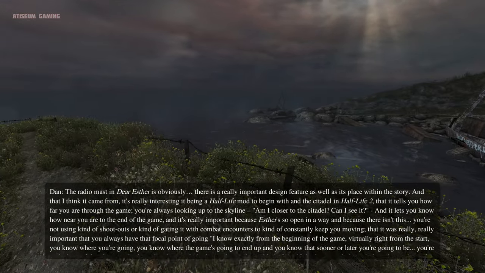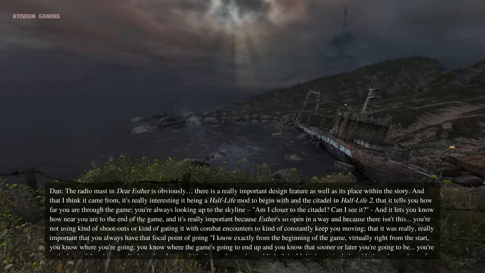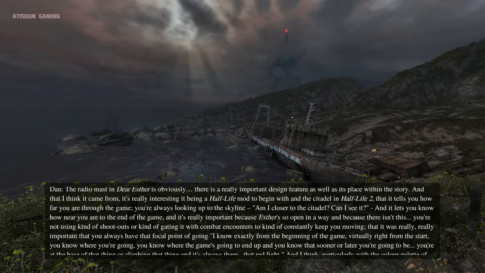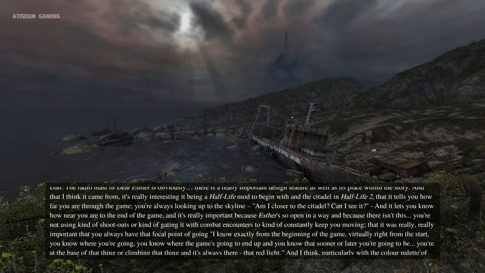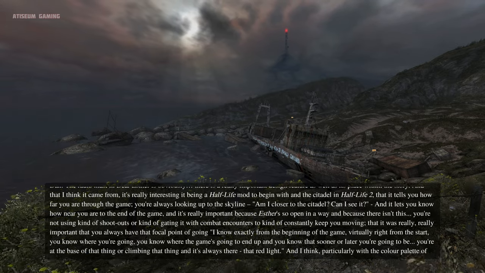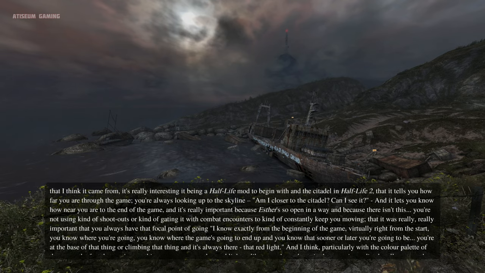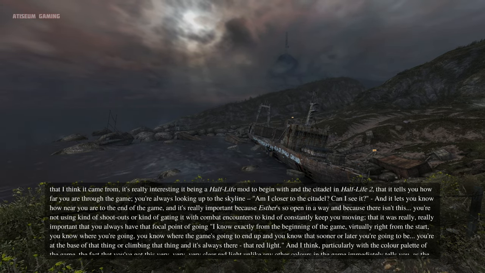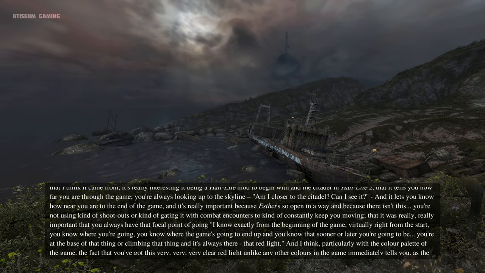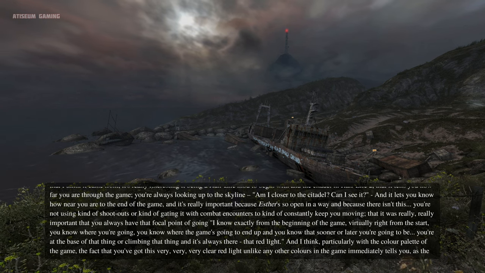The radio mast in Dear Esther was obviously a really important design feature as well as its place within the story. I think that came from it being a Half-Life mod to begin with, and the Citadel in Half-Life 2, which tells you how far you are through the game. You're always looking up to the skyline, am I closer to the Citadel, can I see it? And it lets you know how near you are to the end of the game.